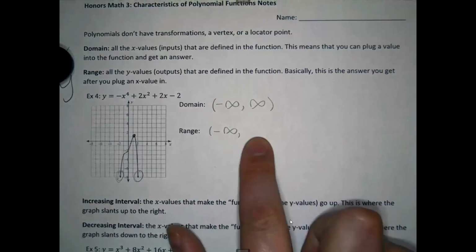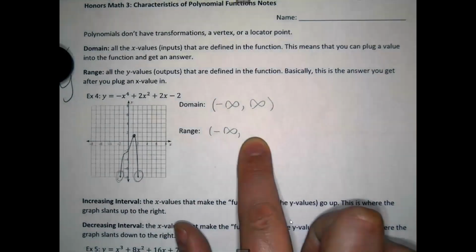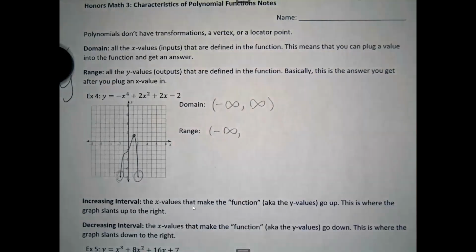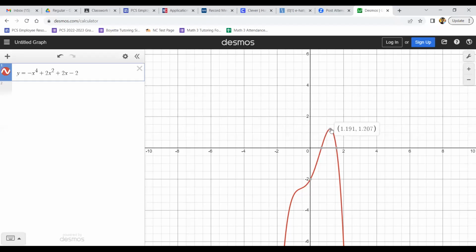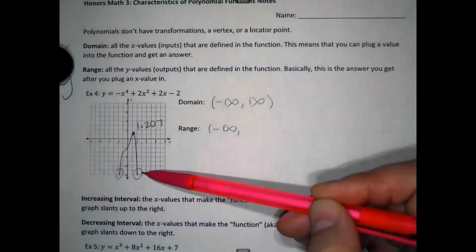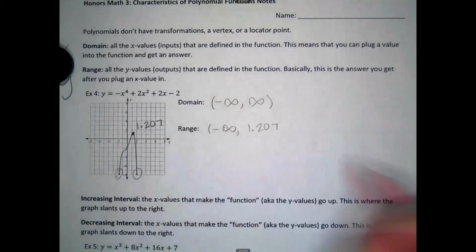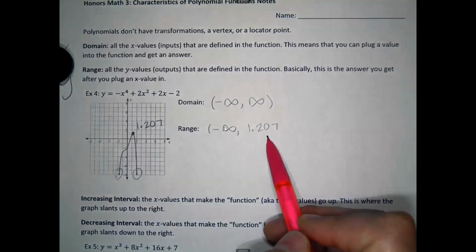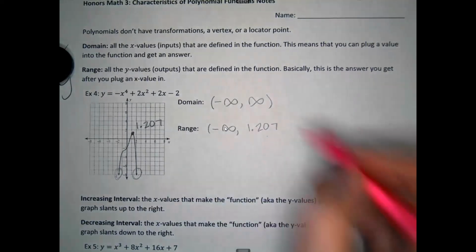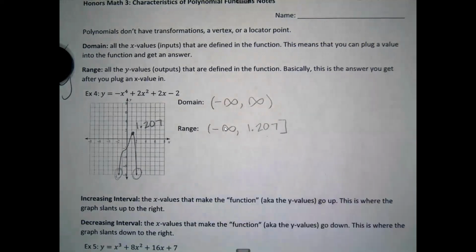Now, if we're looking at how far up it goes, are we going to look at the X or the Y coordinate? The Y coordinate. Okay, so I'm going to look at Desmos. I'm going to look at that Y coordinate and see what it is. So on Desmos, you can just click right on it. So the very top of the graph is 1.207. And so when I am writing the range of my function, I'm going to say the bottom of the graph is negative infinity. The top of the graph is 1.207. And I can actually get to the top. So what should I say? Parenthesis or bracket? It's a bracket. That's an actual point. You can get there. Okay.